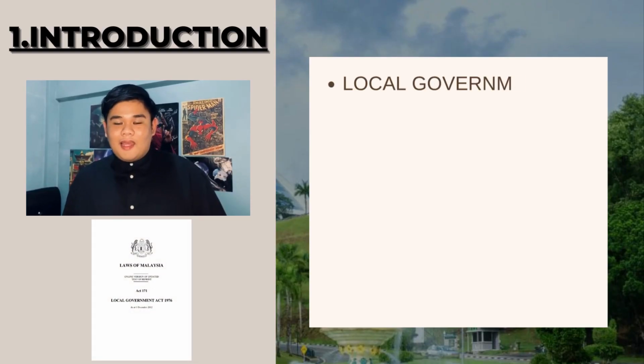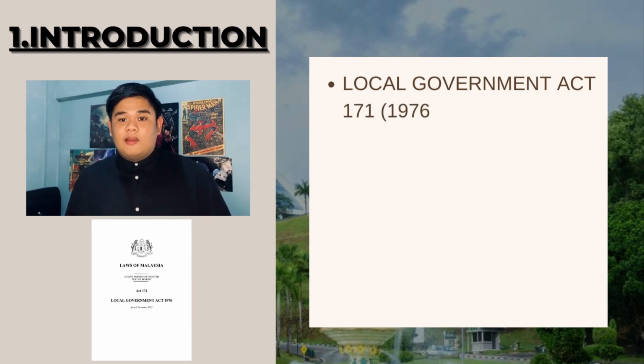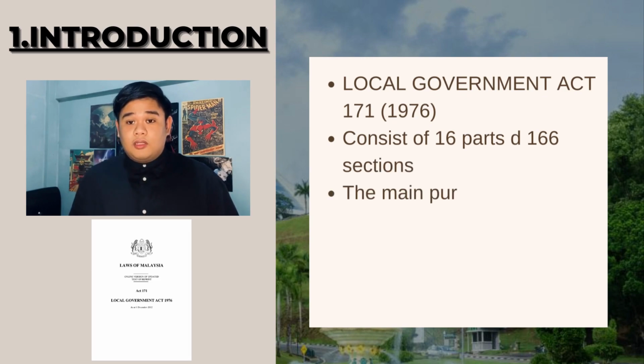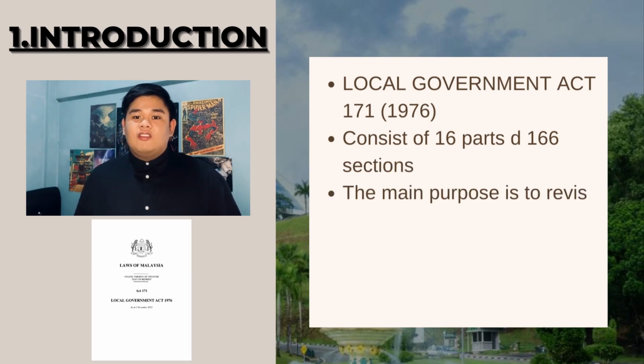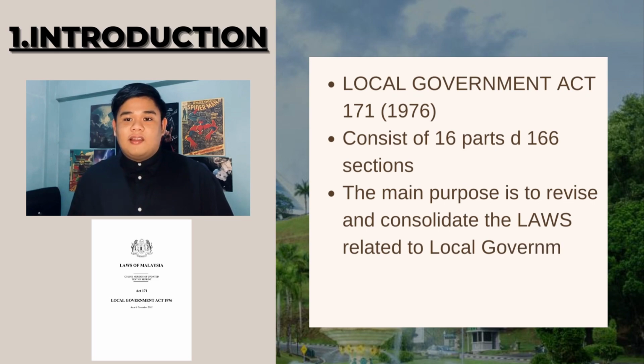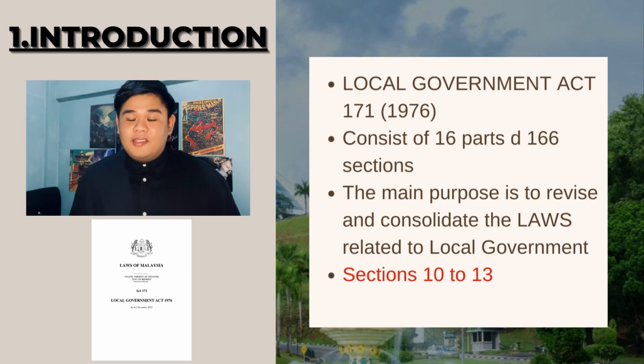The Local Government Act consists of 16 parts and 166 sections. Its main purpose is to revise and consolidate the laws relating to local governments. Section 10 to Section 13 of the Local Government Act 1971 arguably indicates the things that help in making local governments function efficiently and effectively.